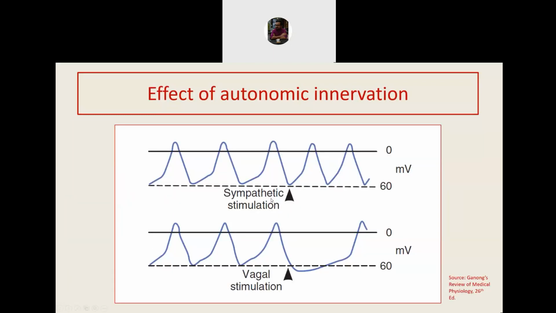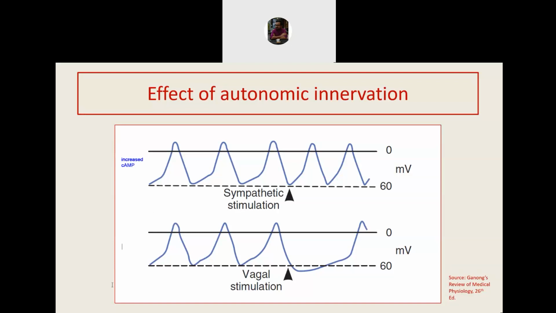Sympathetic stimulation makes the action potential faster. Parasympathetic or cholinergic stimulation or vagal stimulation makes it slower. The mechanisms are very predictable. For example, as there is sympathetic stimulation, there is increased cyclic AMP. Increase in cyclic AMP will stimulate the funny current, so the heart rate becomes more and more rapid.